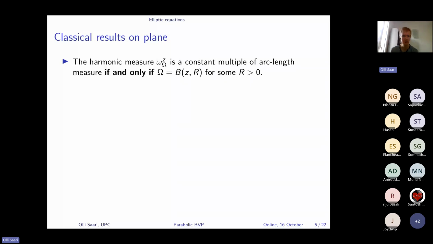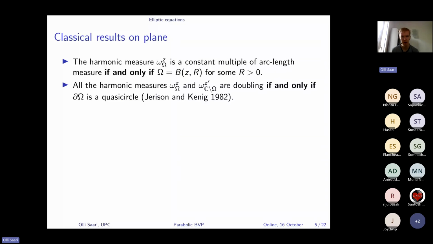If it hits every point with the same probability, or every arc, or every piece of the boundary with the same probability, there are not so many alternatives. The domain has to be a ball which is centered at the point where the Brownian motion starts. This is maybe not so interesting. A bit more striking is the following one.